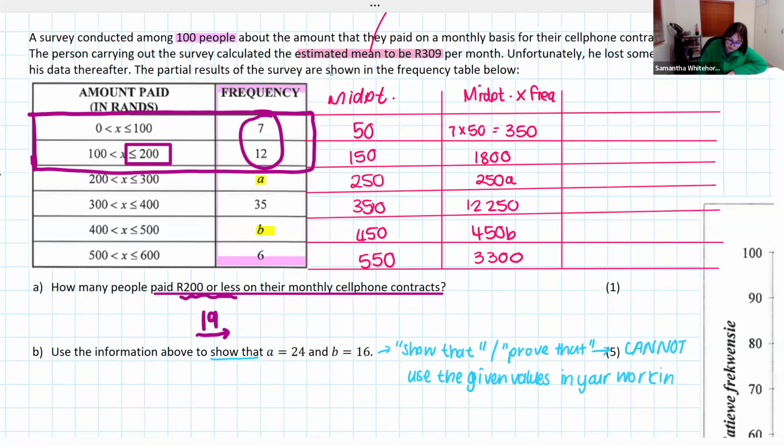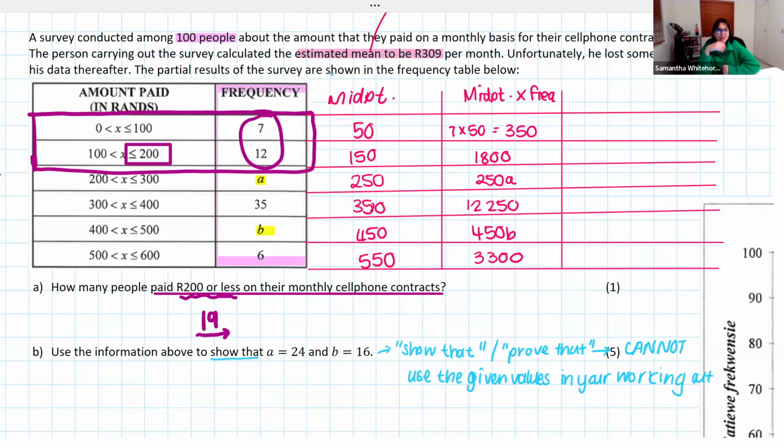The only place in your working out where I should see A equals 24 and B equals 16 is in your final answer when you've actually gone and proved that or shown that those values are true. This is a question that we often ask in functions as well. So oftentimes when we give you an equation of a function and we leave the A and the B or the P and the Q or whatever, and we say, show that A equals whatever, B equals whatever, C equals whatever.